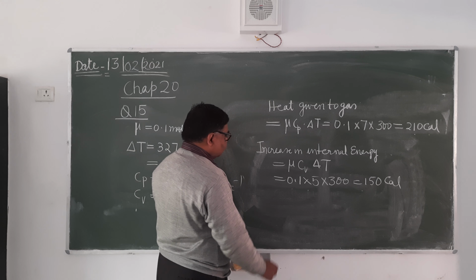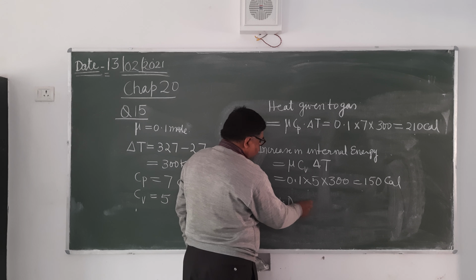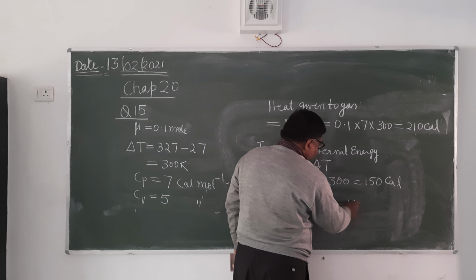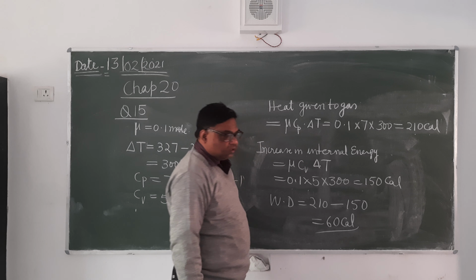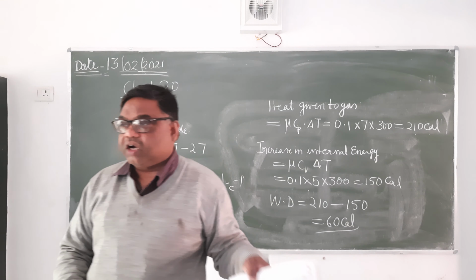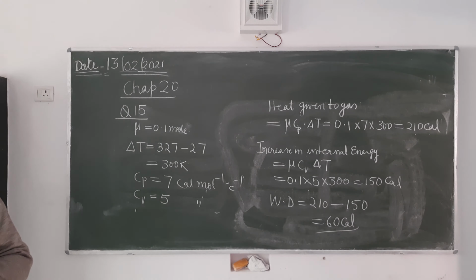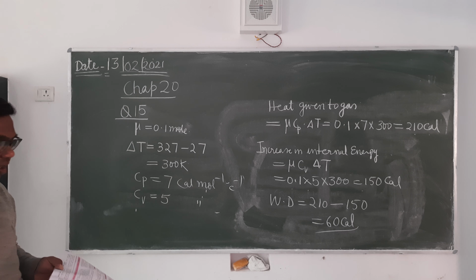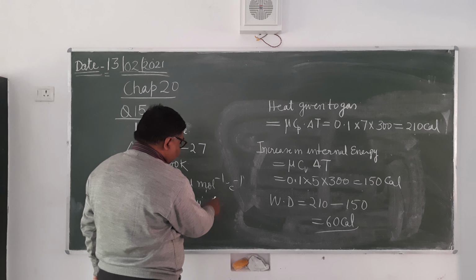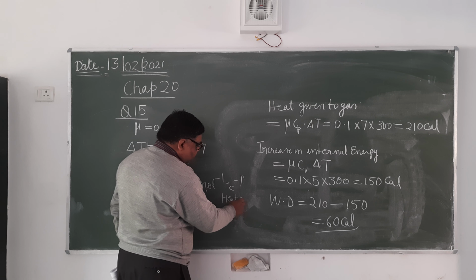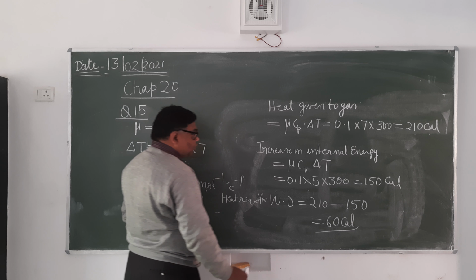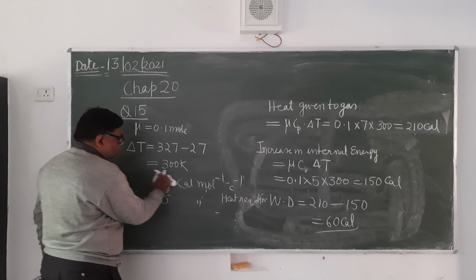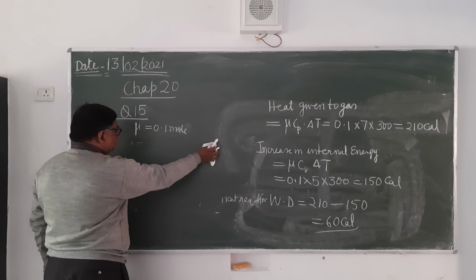So what will be the work done? 210 minus 150, that is equal to 60 calories. This is heat required for work done. But if you have to calculate work done, then you will convert it into joules. It's clear?